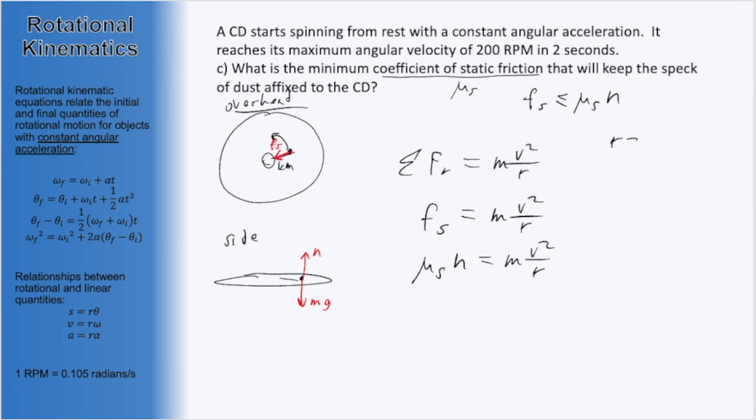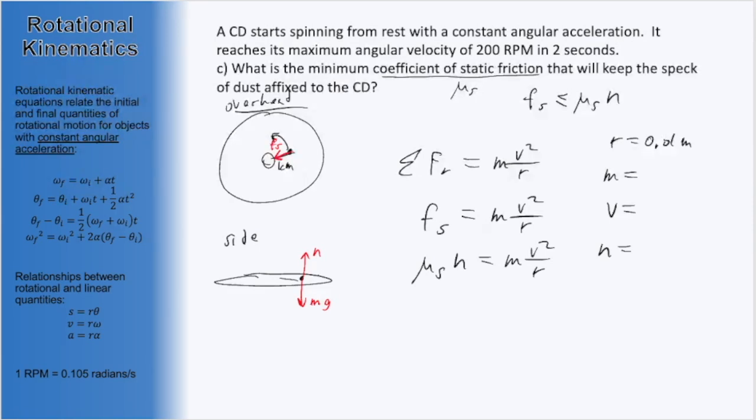The radius we know is just 0.01 meters. However, it looks like we also need the mass of our speck of dust, the linear or tangential velocity that the speck of dust is moving at, and also the normal force that the speck is experiencing. It looks like a lot of things that we don't have yet.